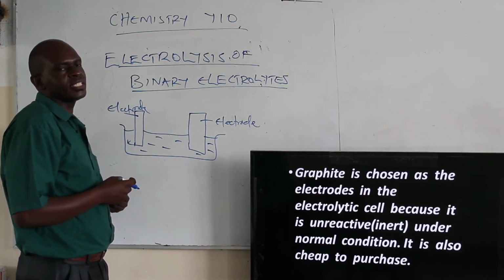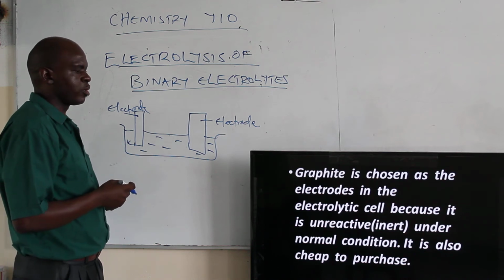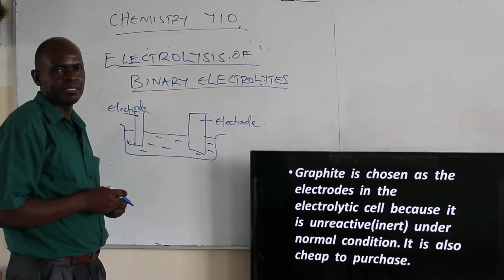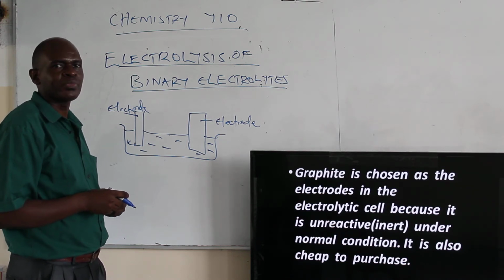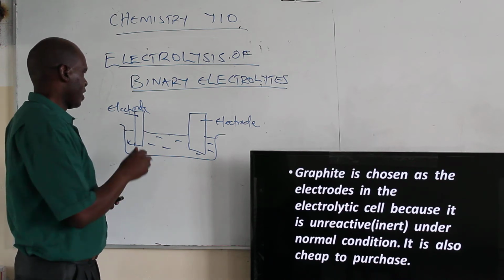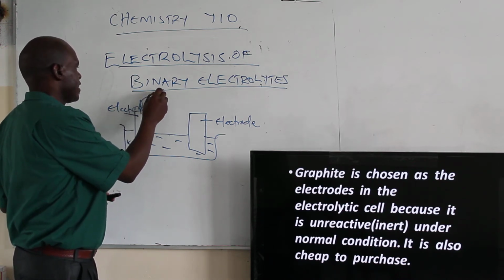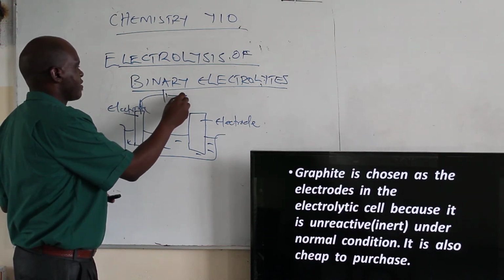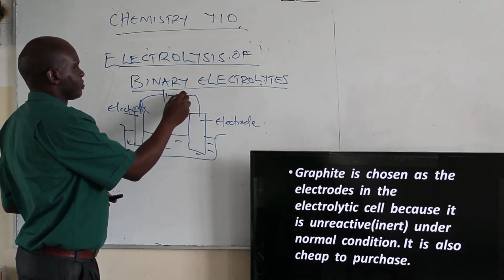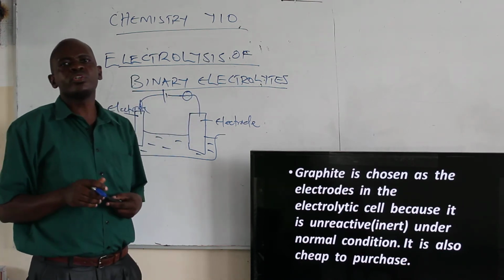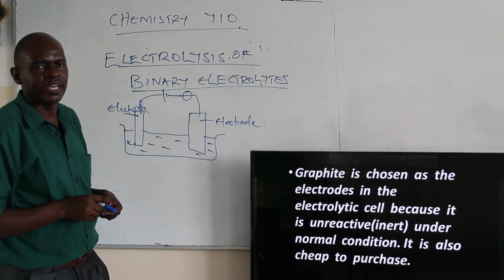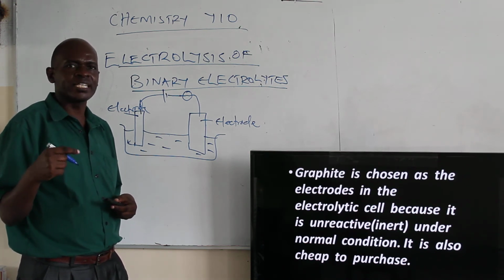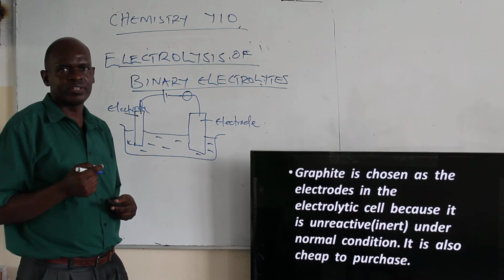The reason is that graphite is unreactive under normal conditions and is also cheap to purchase. It's not very costly as compared to the other different types of electrodes. Now, when you talk of graphite being unreactive, we are referring to a situation where the electrode cannot react with the components of electrolysis. That is, it cannot react with the electrolyte, nor can it react with the products of electrolysis.